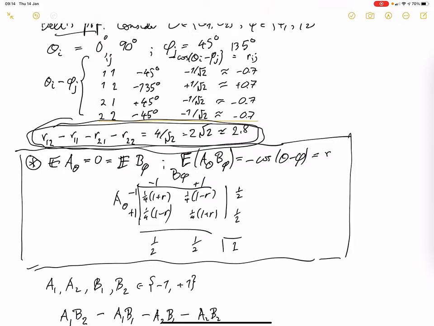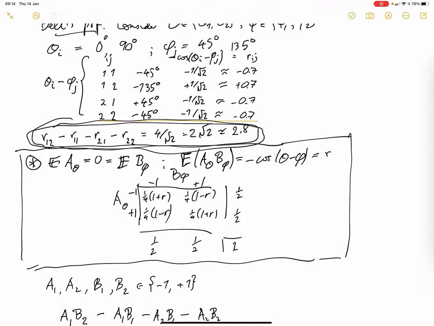And the expectation of the product of one of the A's and one of the B's, A theta B phi, is minus the cosine of the difference between theta and phi. Let's call that R. Now, knowing that those random variables take the values plus or minus 1, and knowing that their mean values are 0, we know what their marginal distributions are. They're all Hadamard variables, plus or minus 1 with equal probabilities of a half.